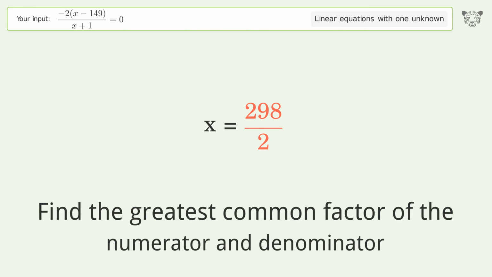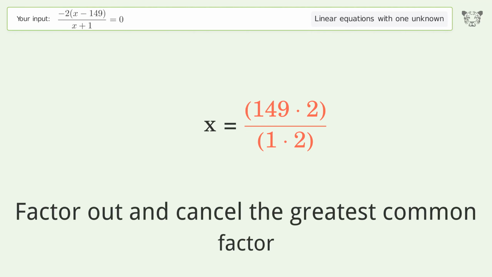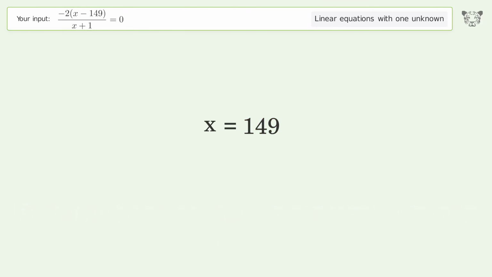Find the greatest common factor of the numerator and denominator. Factor out and cancel the greatest common factor. And so the final result is x equals 149.